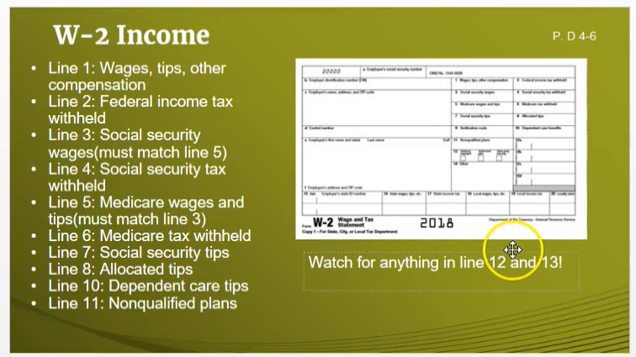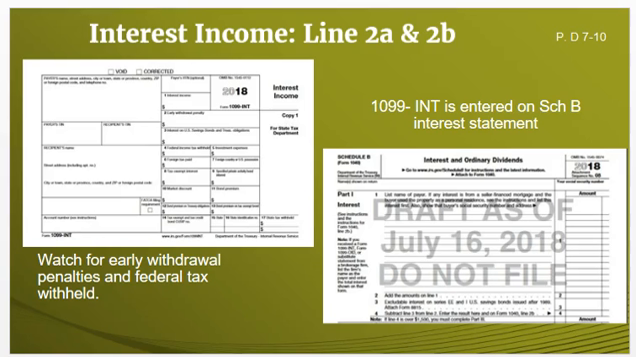And there could be something on line 12 through 13. If there is something on a line, it needs to go in the tax software. So everything that is reported on this W-2 is important, and we have to do something with it. If there is a line with a number on it, we must do something with it.